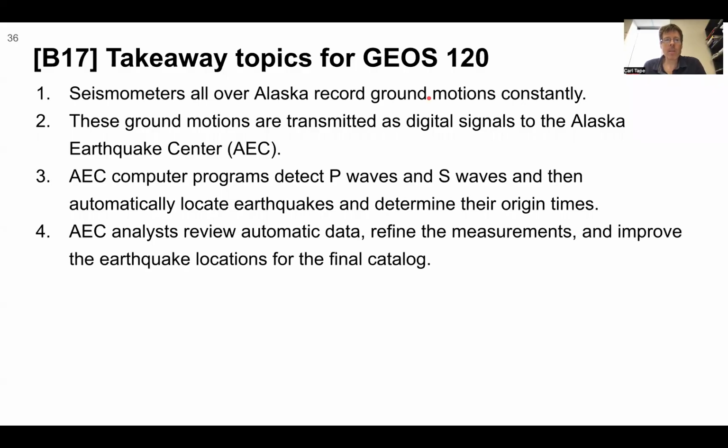So takeaway topics: seismometers all over Alaska record ground motions constantly. These ground motions are transmitted as digital signals to the Alaska Earthquake Center. AEC computer programs detect P waves and S waves and then automatically locate earthquakes and determine their origin times. The analysts review automatic data, refine measurements, and improve the earthquake locations for the final catalog.